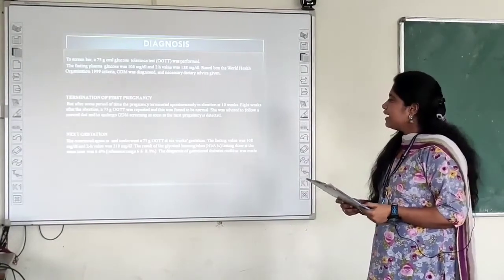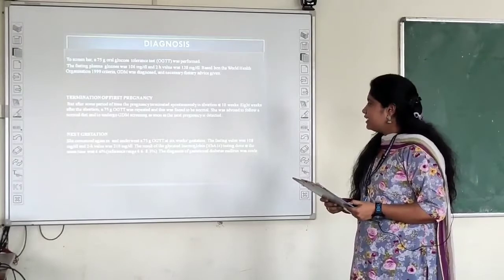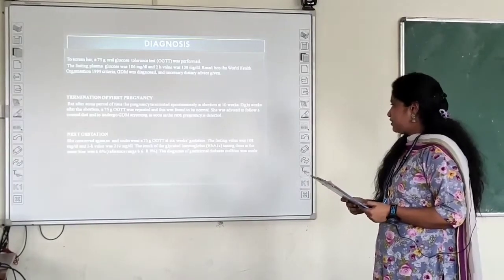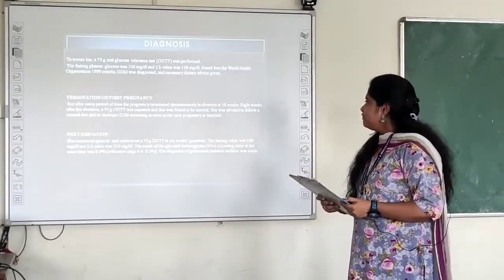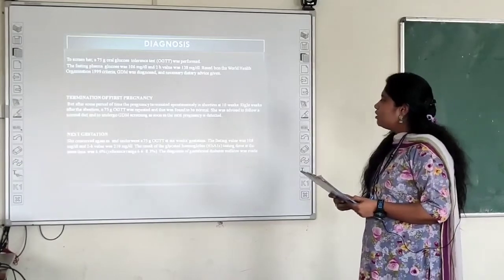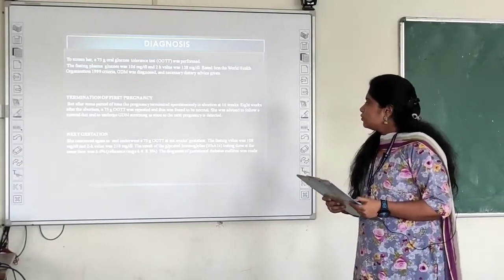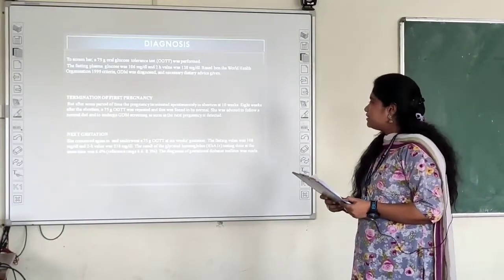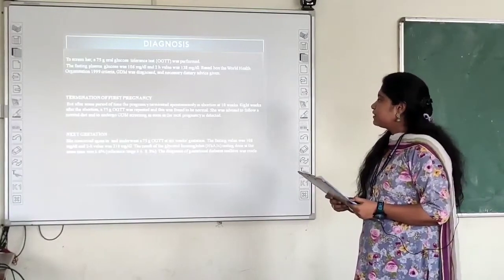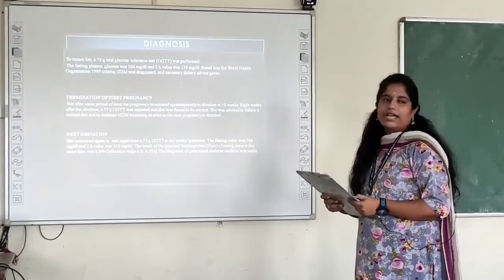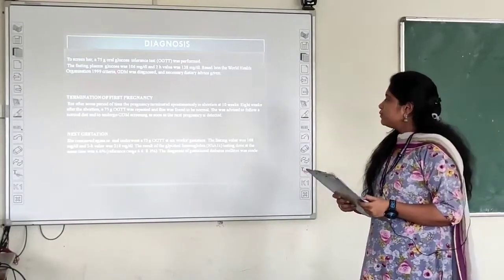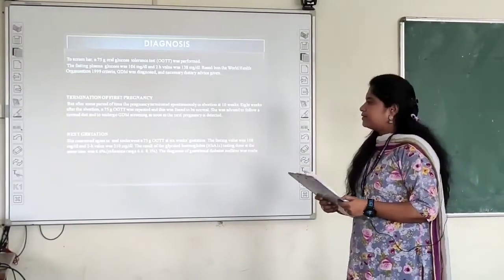So she conceived again and underwent a 75-gram OGTT at 6 weeks gestation. The fasting value was 108 mg per dl and the 2-hour value was 210 mg per dl. The result of glycated hemoglobin testing done at the same time was 6.6%, so it is above normal. So again she was suffering from gestational diabetes mellitus. Next slide.